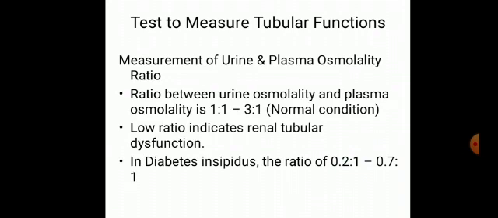Measurement of urine and plasma osmolality ratio. The ratio between urine osmolality and plasma osmolality is 1:1 to 3:1 in normal condition, and a low ratio indicates renal tubular dysfunction. In diabetes insipidus, the ratio becomes 0.2:1 to 0.7:1.